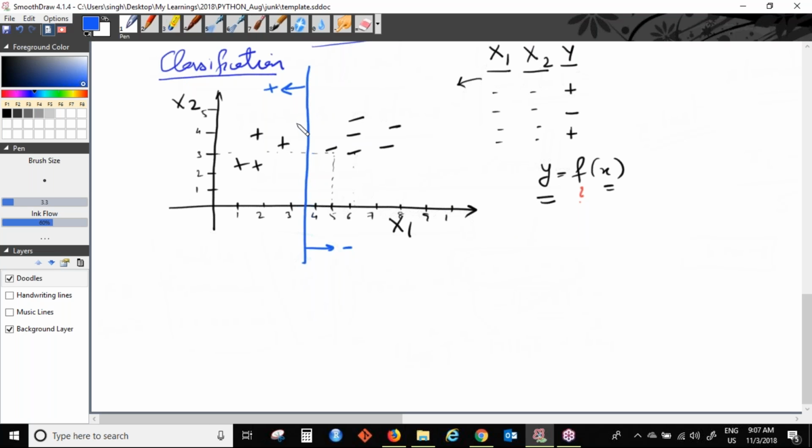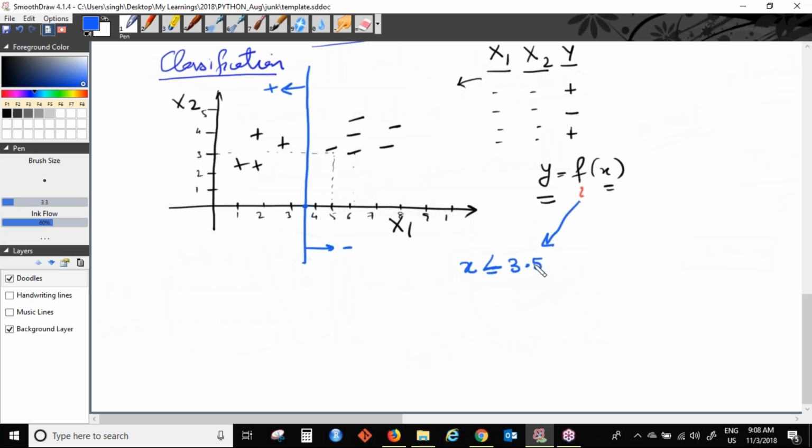I can draw a simple straight line parallel to my y-axis, and I can say whatever is on the left hand side of the line is a plus, whatever is on the right hand side of the line is a minus. So what is my function f here then? My function f will be x is equal to, let's say this point is 3.5. I can write x is equal to 3.5. So that is my function here. Or should I say x is less than or equal to 3.5. Do you follow, guys? This is an inequality, which also is a function. So I have written a very simple function.